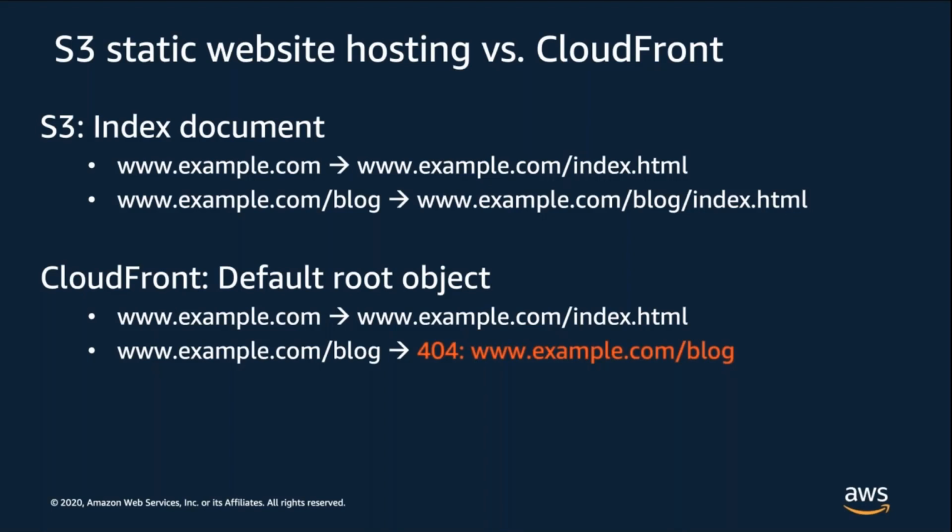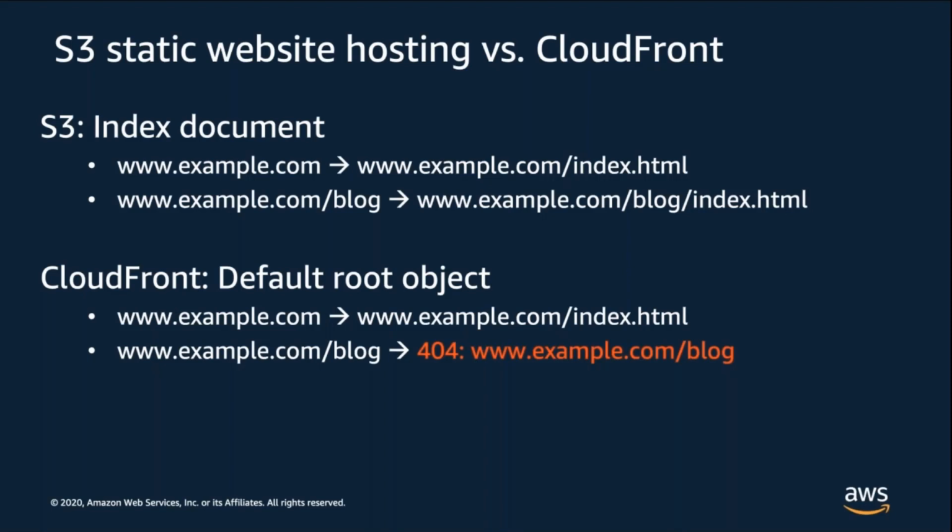So for example, a request to www.example.com/blog would be rewritten to www.example.com/blog/index.html. If we made our bucket private and therefore turned off static website hosting, we would have lost the index document functionality. So in CloudFront, there's a feature called the default root object, which is sort of the same thing as the index document in S3.